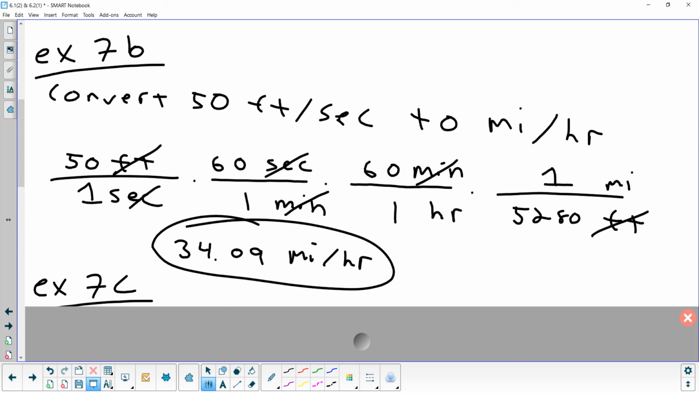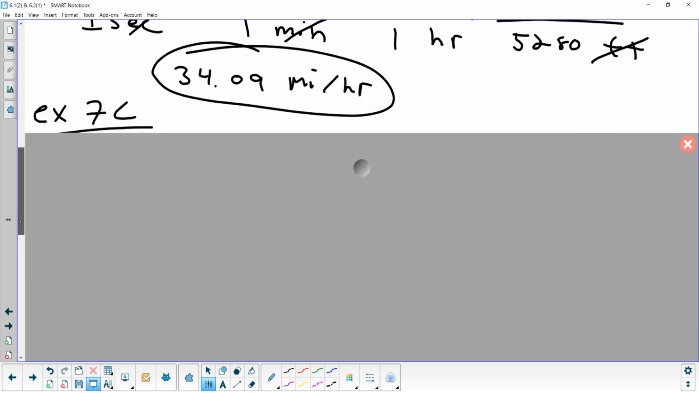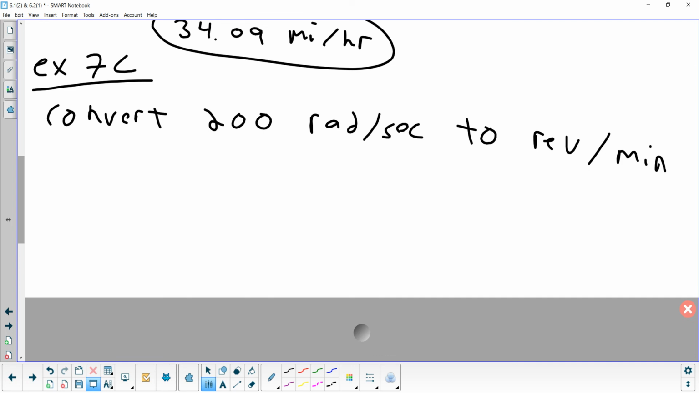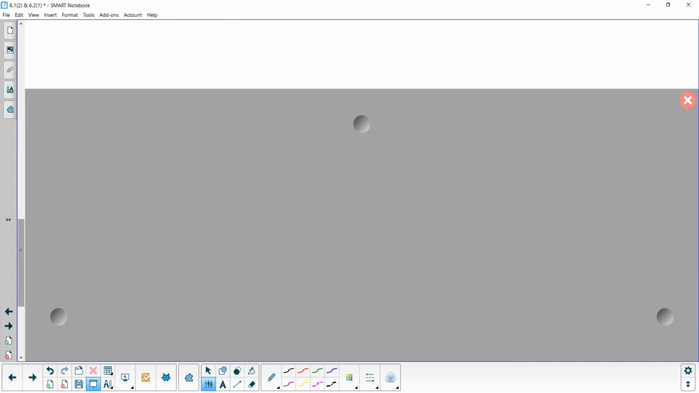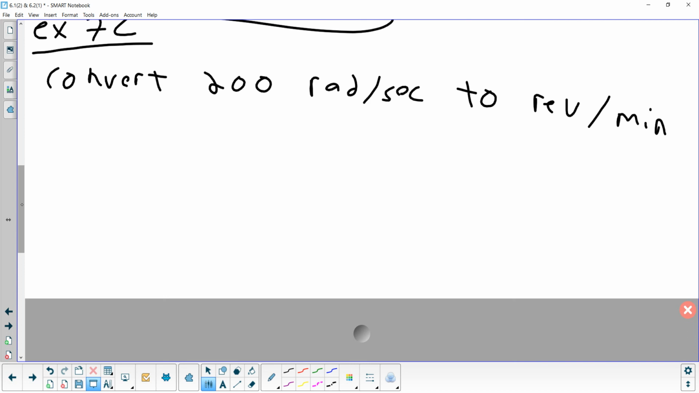Okay, questions on that one? All right, second to last one. I want to convert 200 radians per second to revolutions per minute. So now we're doing exactly the same thing we did before, but we're using some units that might be a little bit less familiar.